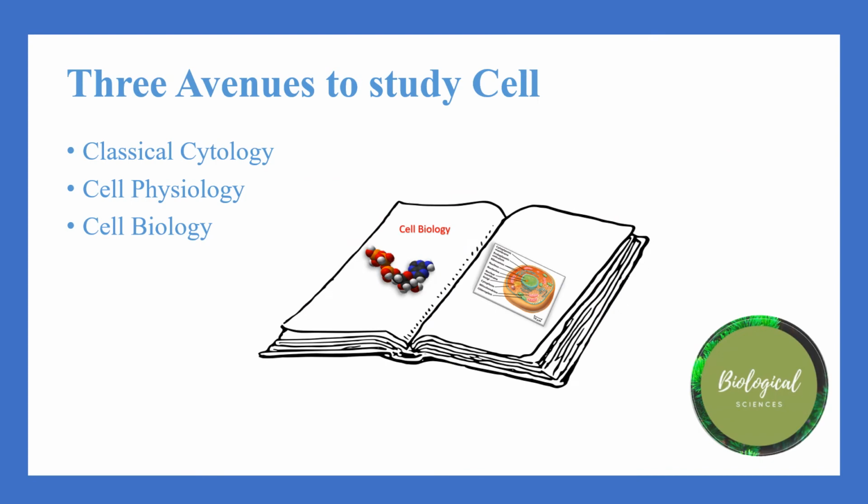Next. So there are three avenues to study cells. Three avenues means ways. We can say ways, right? Now, what are those three ways which are used to study cells? That is classical cytology, cell physiology, and cell biology. Let's see what these are.